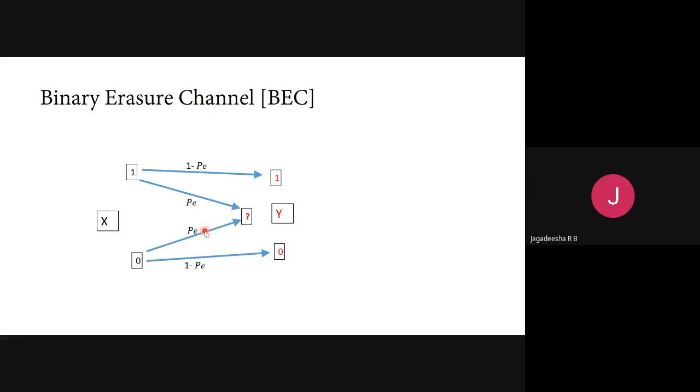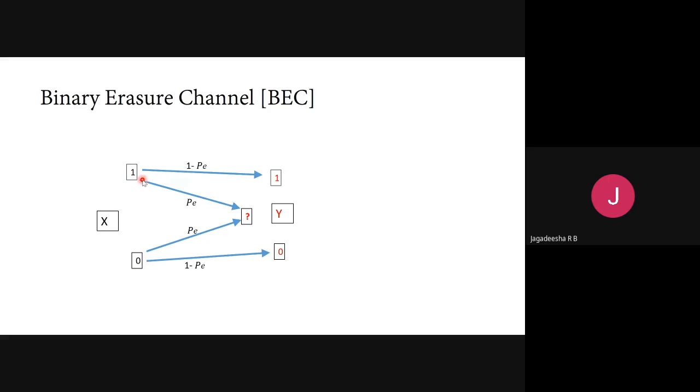So altogether, we have the input, which is binary, 0 or 1, and we transmit this binary data through a channel, which is called an erasure channel. That results in the output such as 1 or 0, and sometimes something unpredictable. We do not know whether it is 1 or 0. That is due to error. So PE indicates the probability of error.